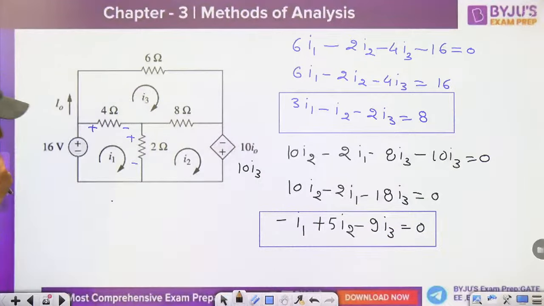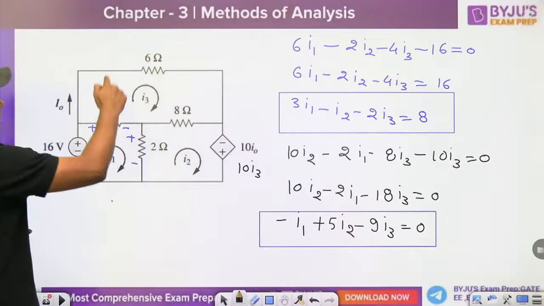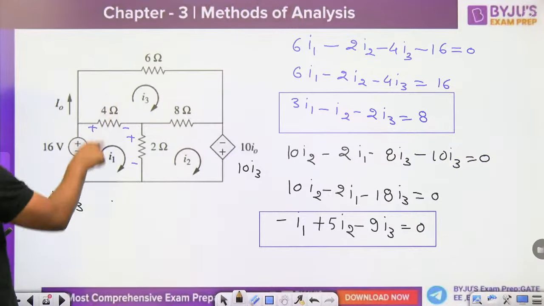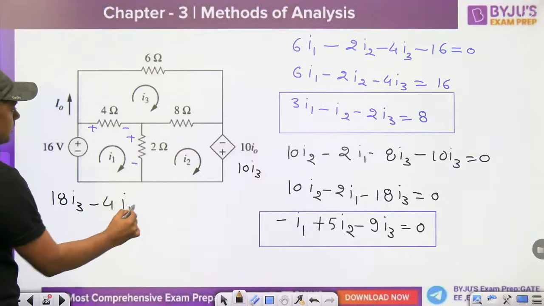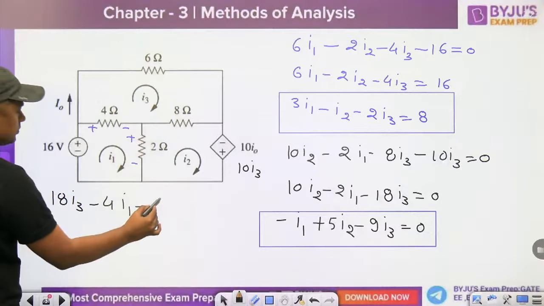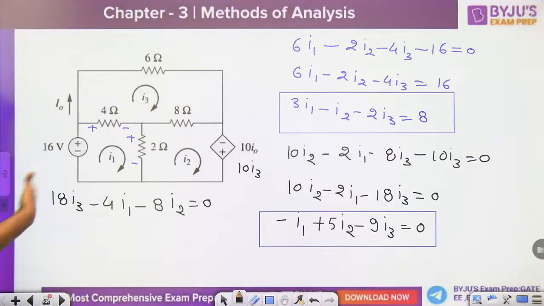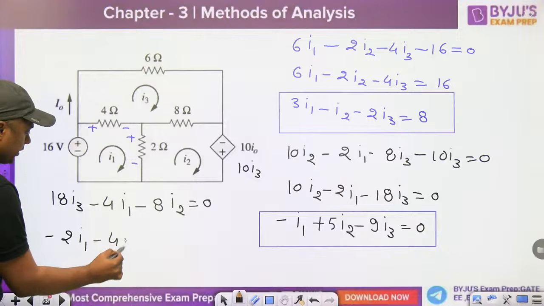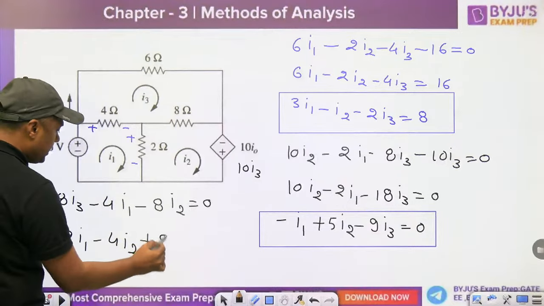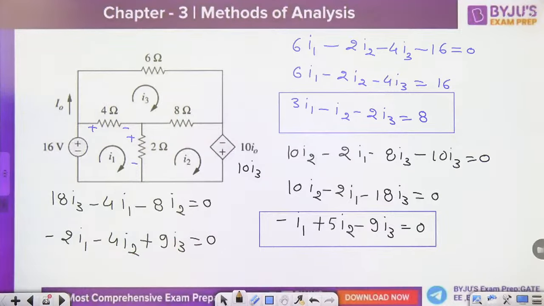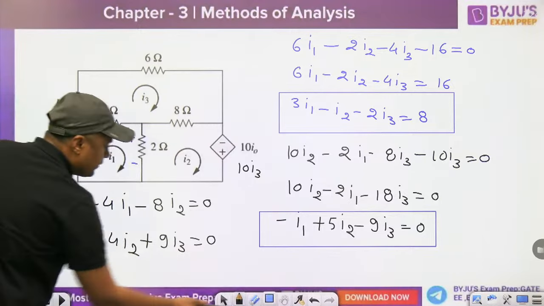Then the third one, in this loop: 6 plus 4, 10 plus 8, 18I3. And 4 is in the opposite direction, so minus 4I1 minus 8I2 is equal to 0. Again you can take 2 as common, so it will become minus 2I1 minus 4I2 plus 9I3 is equal to 0. Those are the three equations, 1, 2 and 3, after taking common factors.